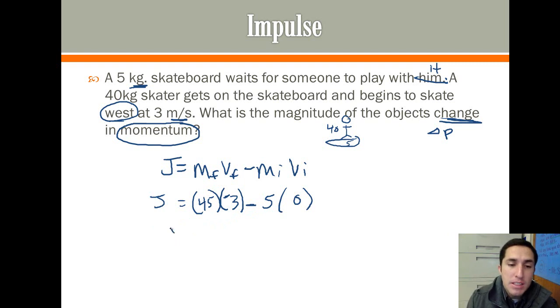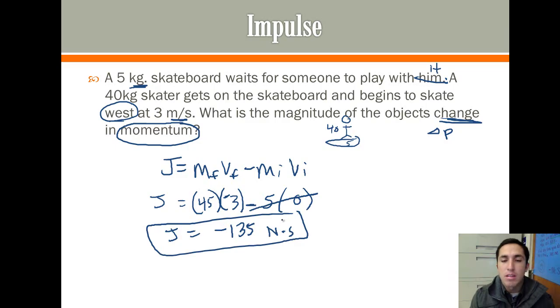So let's see. Next step is J is equal to, J is impulse. 45 times negative 3 is negative 135. Negative 5 times 0, that just goes away. 0 times anything makes that go away. So you are left with negative 135 Newton seconds. Why is your impulse negative? And what does that negative mean? That negative means it's going to the west. And wasn't he going to the west? So his momentum changed by 135 Newton seconds to the west.